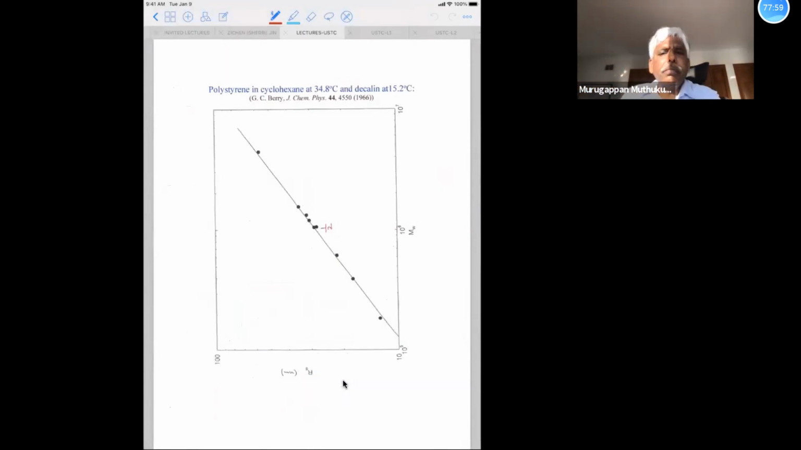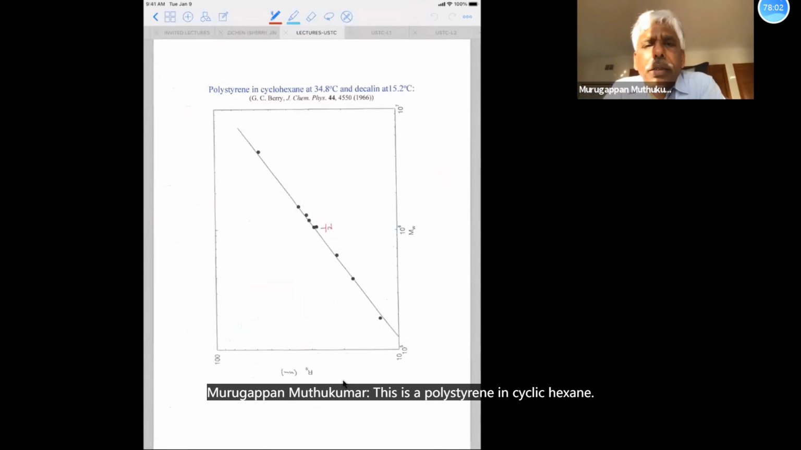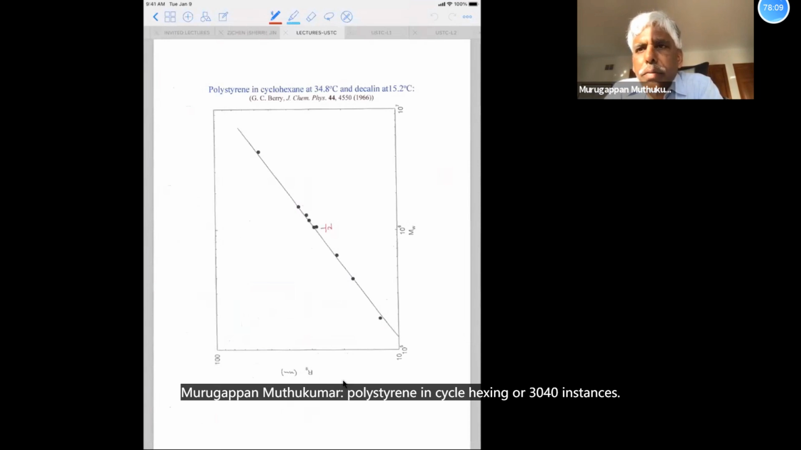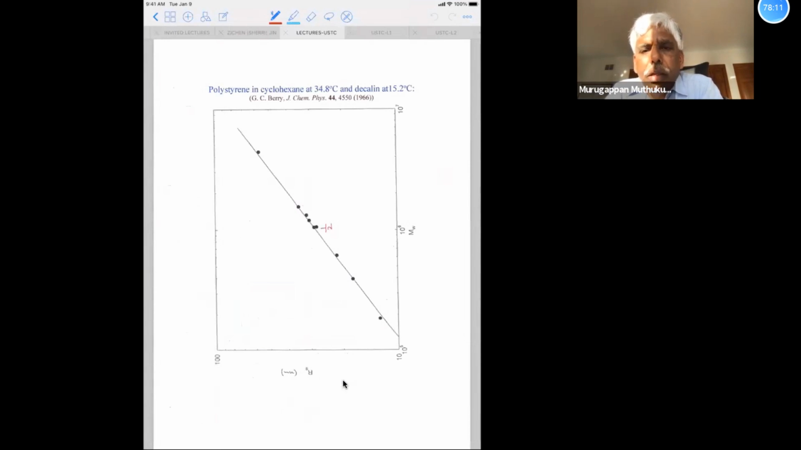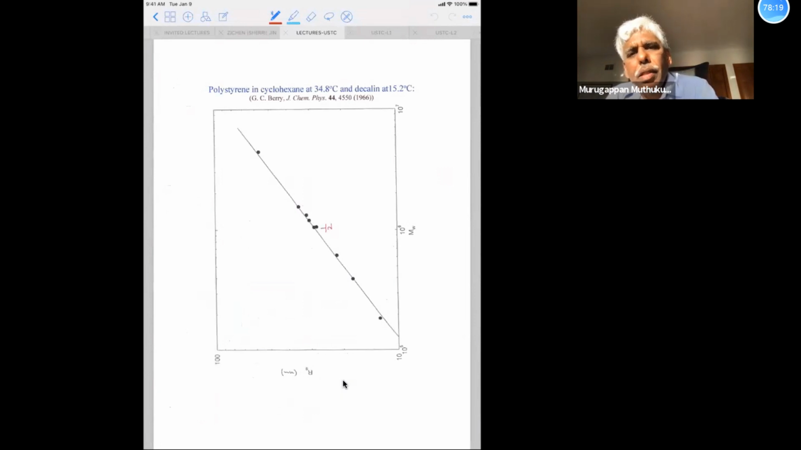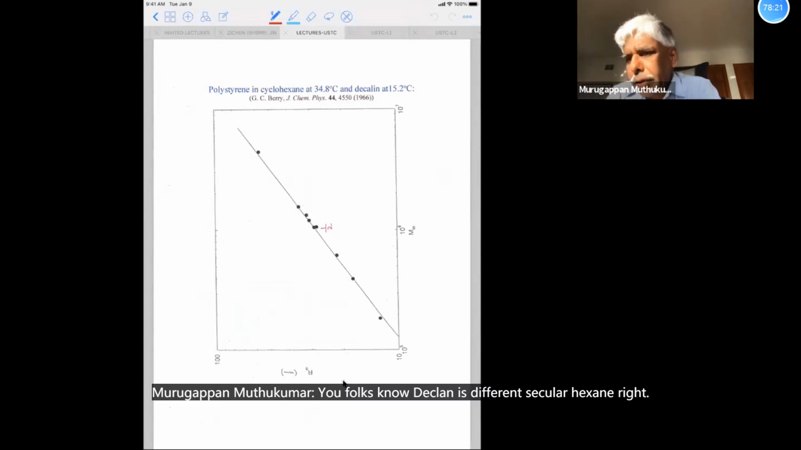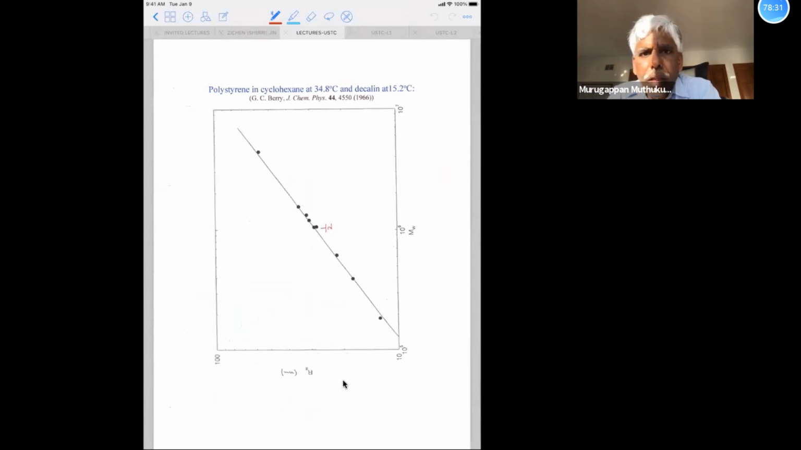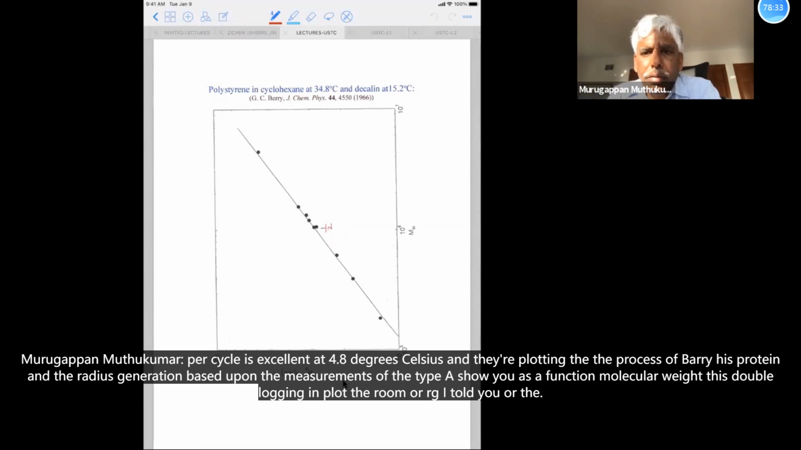Look at this data. This is polystyrene in cyclohexane at 35 degrees Celsius. And some of those dots correspond to the same polymer, but a different solvent, decalin. You folks know decalin is different from cyclohexane, right? And of course, the temperature is different here. For decalin, the temperature is 15.2 degrees Celsius. For cyclohexane, 34.8 degrees Celsius.